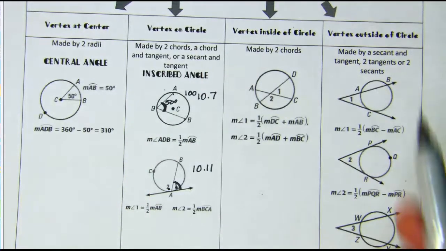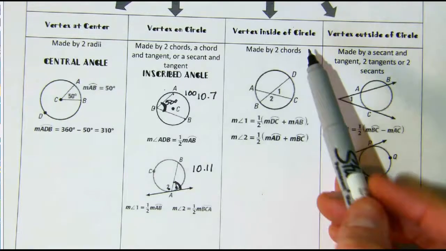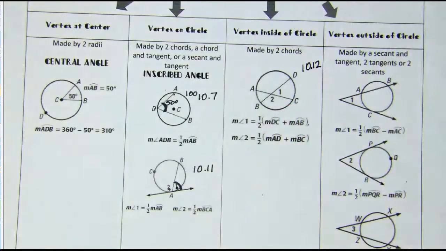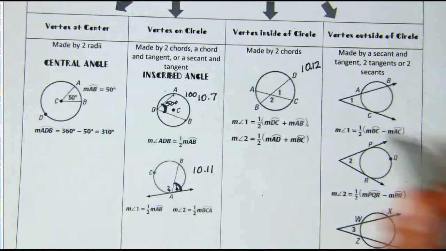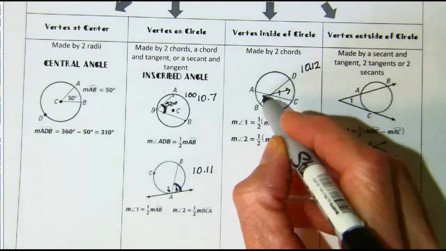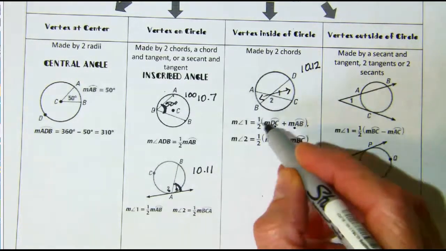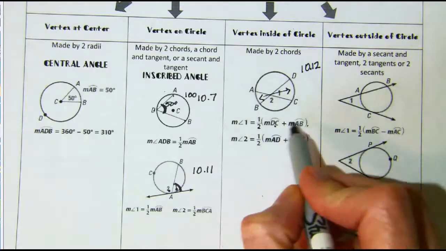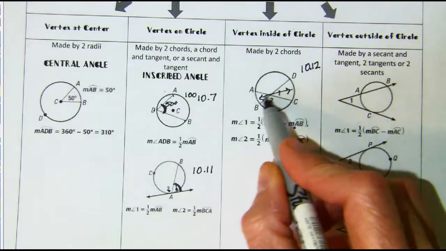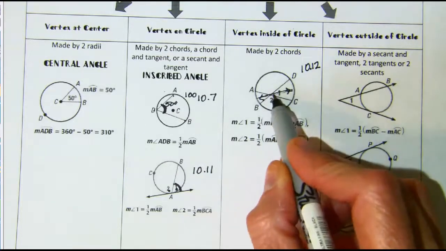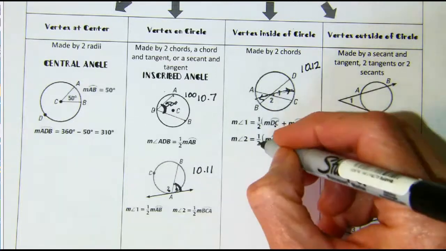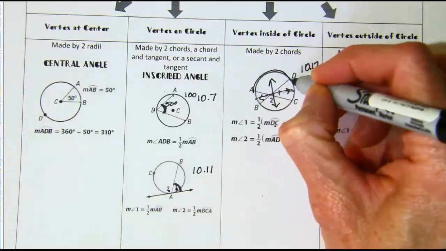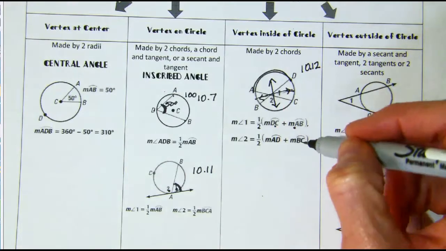Now, if the vertex is inside the circle, in theorem 10.12, we learned that we add the arcs that are opposite, and take half. So I told you to average them. So DC and AB are opposite. They're vertical angles here, so you look across. To find angle 2, you go this way. So you add the arcs and then take half.